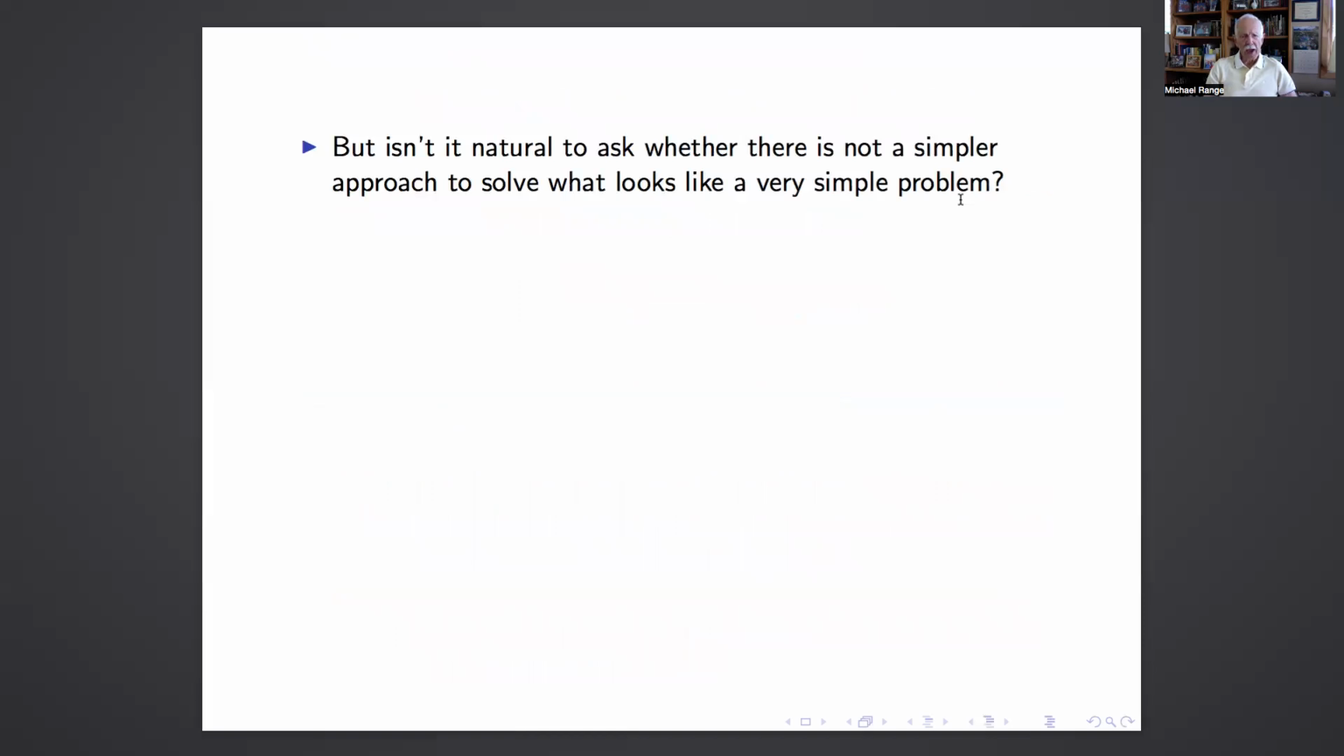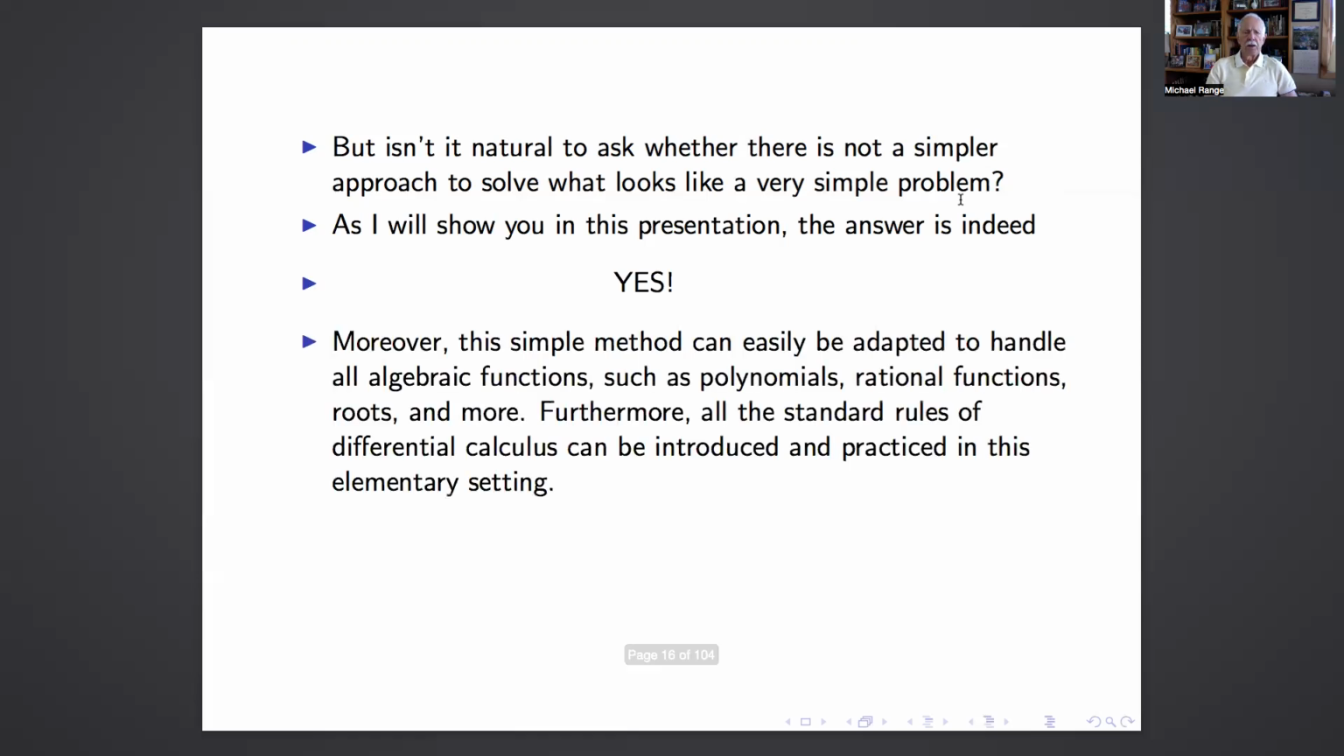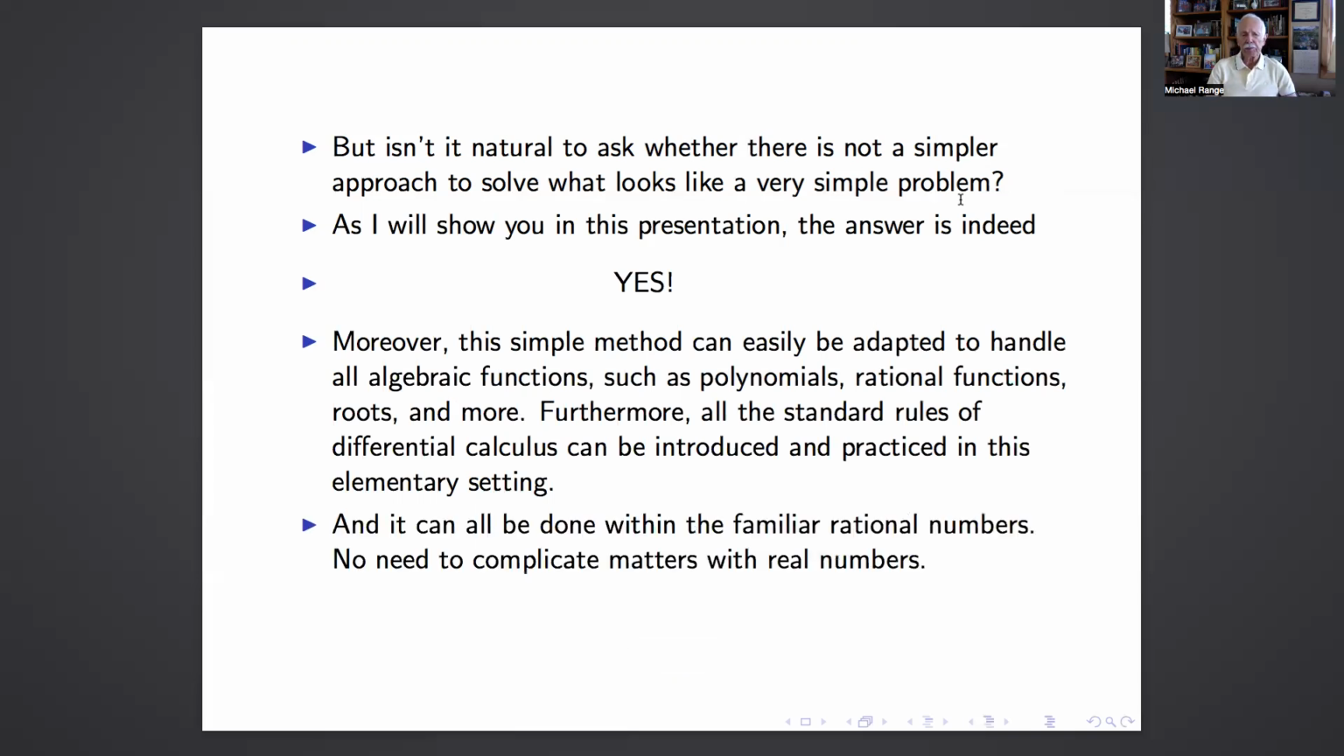But isn't it natural to ask whether there's not a simpler approach to solve what looks like a very simple problem? As I will show you in this presentation, the answer is indeed yes. Thank goodness. Moreover, the simple method can easily be adapted to handle all algebraic functions, such as polynomials, rational functions, roots, and more. Furthermore, all the standard rules of differential calculus can be introduced and practiced in this elementary setting. And it all can be done within the familiar rational numbers. No need to complicate matters with real numbers at this point.